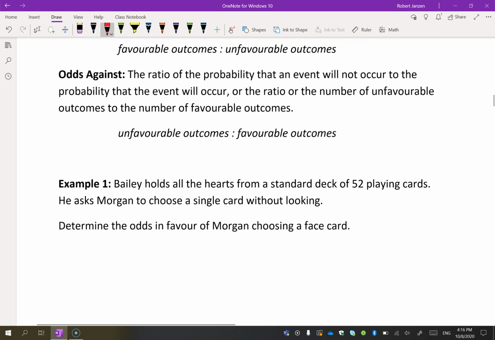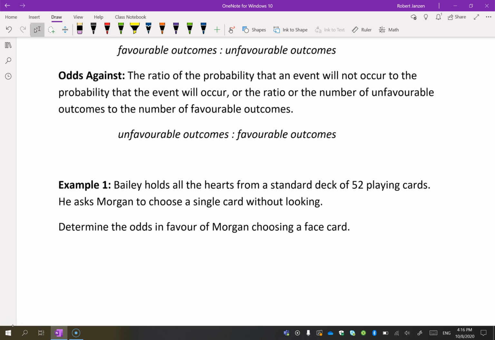So look at this first example. Bailey holds all the hearts. There are 13 hearts in a standard deck of 52 playing cards. He asks Morgan to choose a single card without looking. I'm going to assume that we're choosing from Bailey's cards, not these 52. Determine the odds in favor of Morgan choosing a face card.